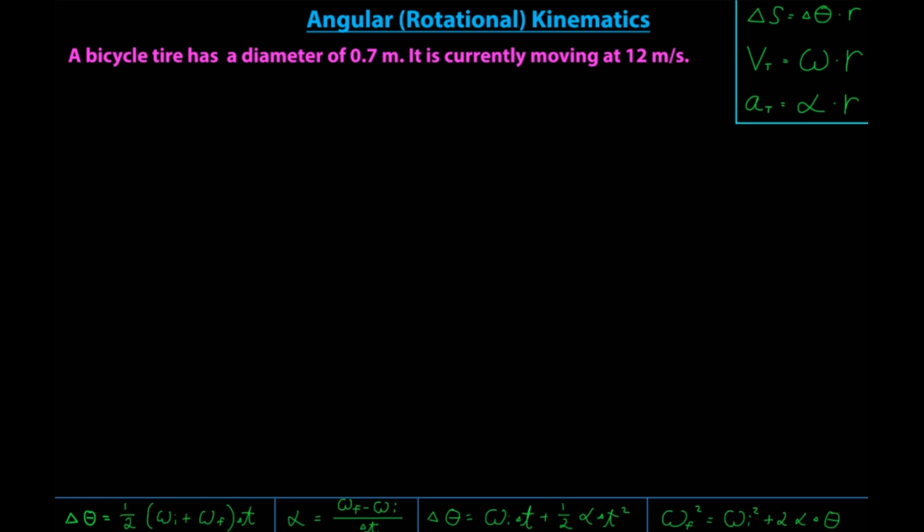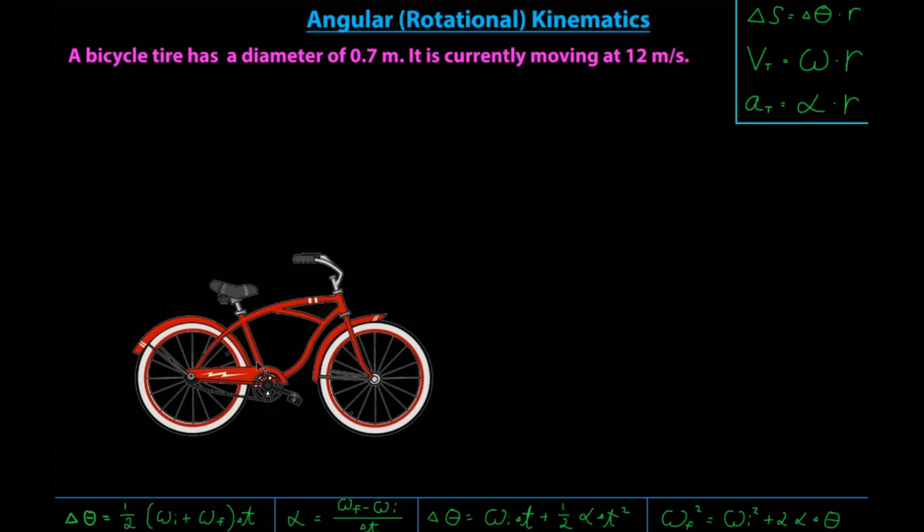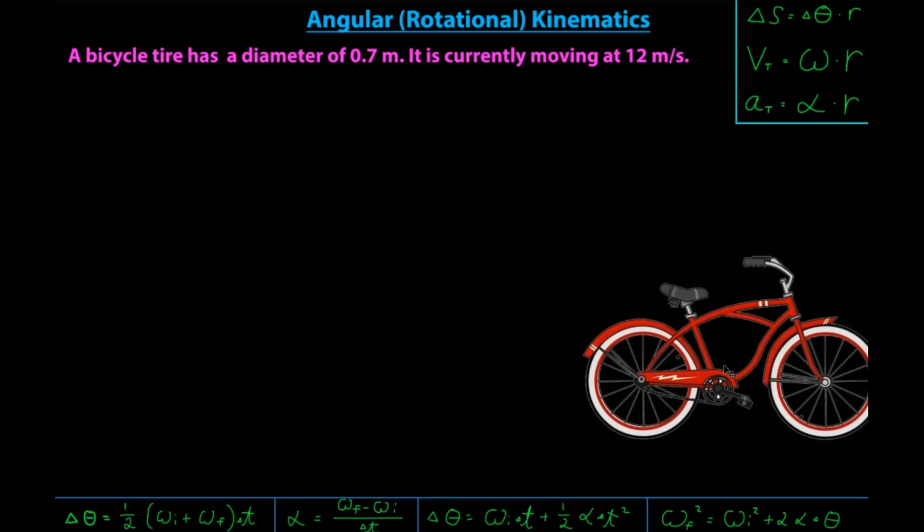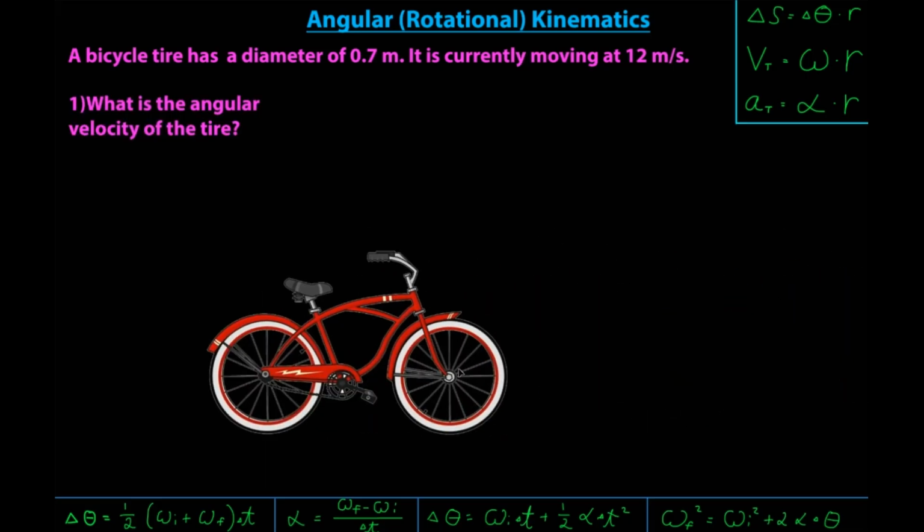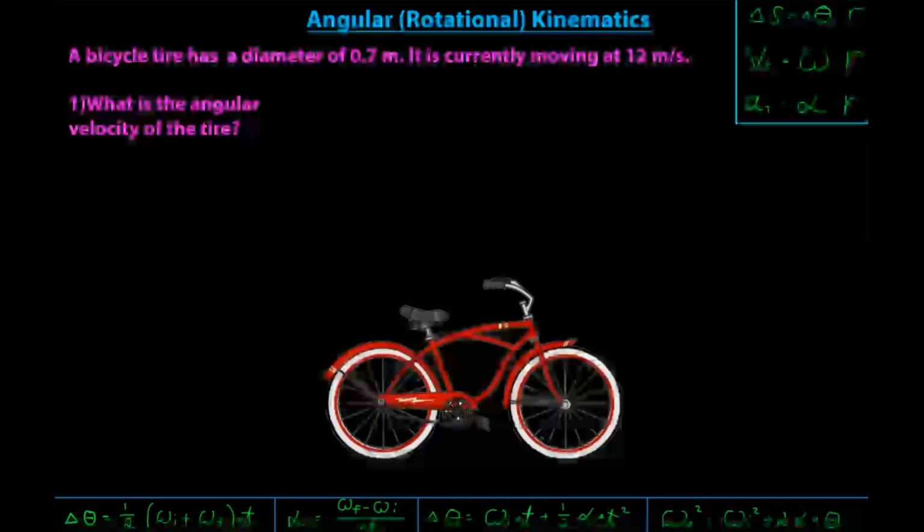So to start out, a bicycle tire has a diameter of 0.7 meters and is currently moving at 12 meters a second. So here's my bicycle, and it is moving to the right at 12 meters a second. First question, what is the angular velocity of the tire?